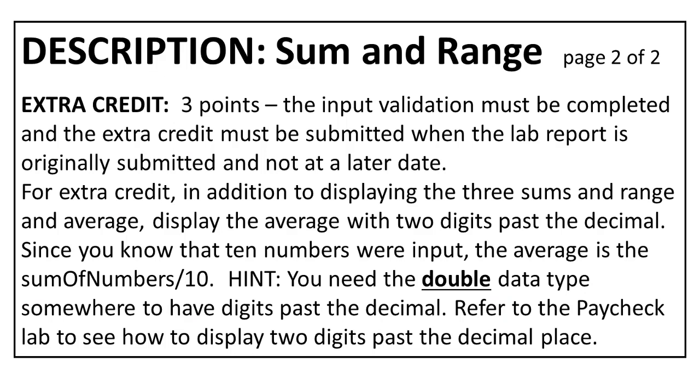It looks like there is one more thing that needs to be included in the program. Add input validation to reject negative numbers. There's also an extra credit section of the assignment. In addition to displaying the three sums and range, display the average of all 10 numbers with 2 digits past the decimal. To help you get started programming, I have provided you with most of the Java code for the project. It is going to be up to you to complete the project for the required input validation and extra credit if you choose to do it.